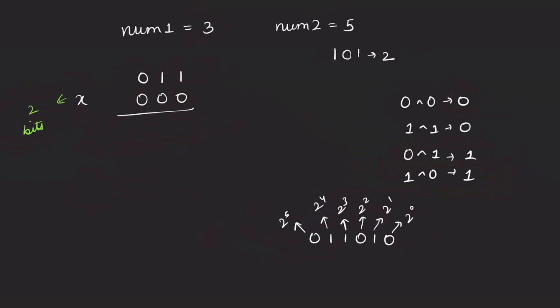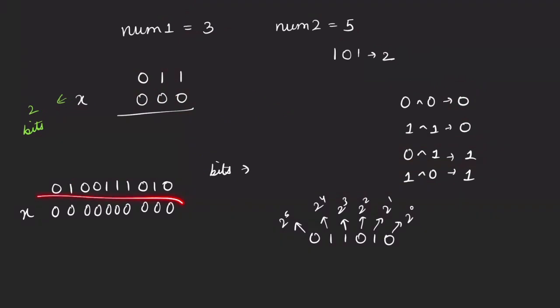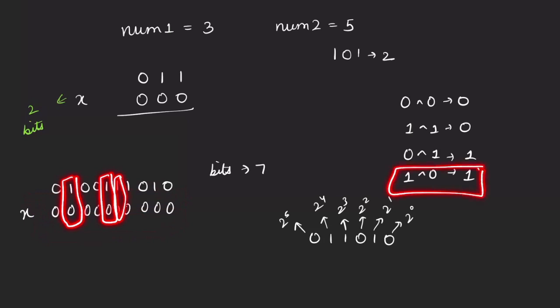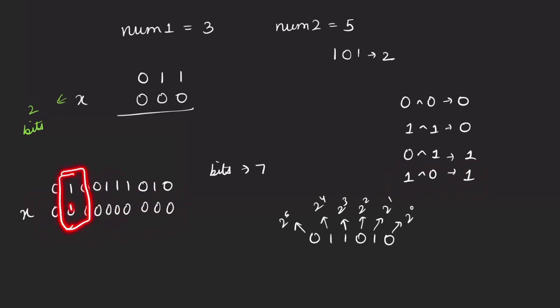So let me take some random binary number: 0100111010, something like this. And then I will take my x as 0 initially, so all the bits will be 0. Let us suppose that the number of set bits x should have is 7. Which 7 bits should I set in x? Wherever I have a 1 and 0 combination, I will get a 1 in my answer, so I will try to change it to 0. And how can I change it to 0? If at this particular place I change it to 1, then 1 XOR 1 will give me a 0.